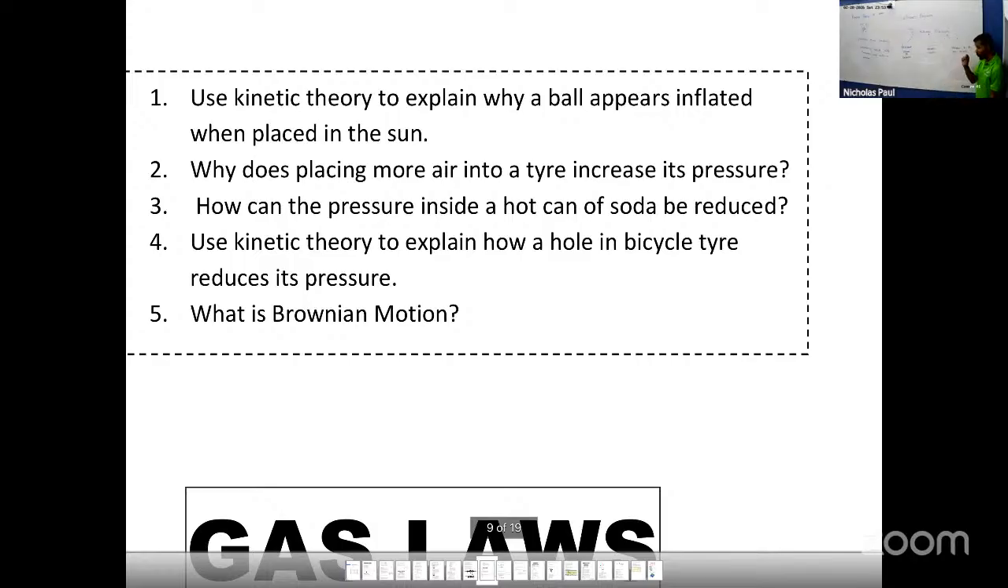Right, so you can open it slightly and reduce the number of gas particles. If you reduce the number, there are less collisions, less touching. So you can open it slightly and reduce it.